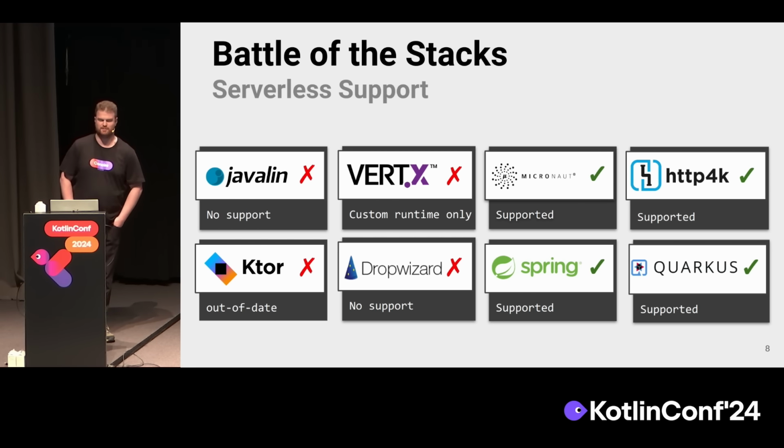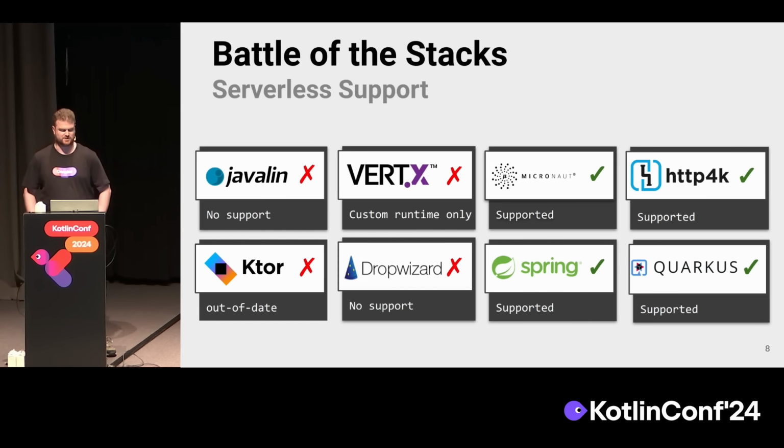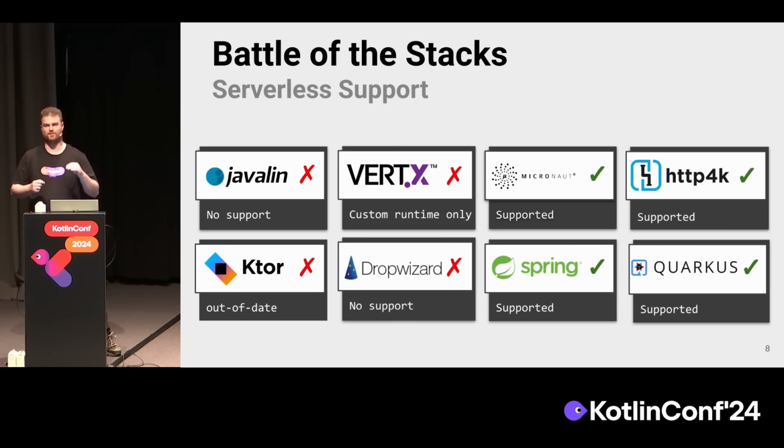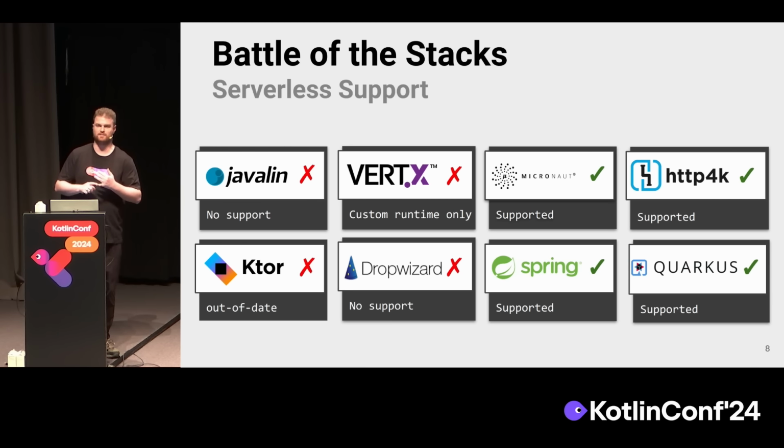Now to start off here, we're going to have a bit of a face-off where we're going to look at all of our favorite stacks that we use in Kotlin. Some of them are Kotlin, some of them are Java that we can still use with Kotlin, but we can eliminate a bunch of them right off the bat. It's always my preference that if I'm going to be deploying a serverless application, I don't want to be writing all this glue code to get it to work. I want just a drop-in adapter, and half of these, unfortunately, do not have it. So that leaves us with Micronaut, HTTP4K, Spring, and Quarkus.